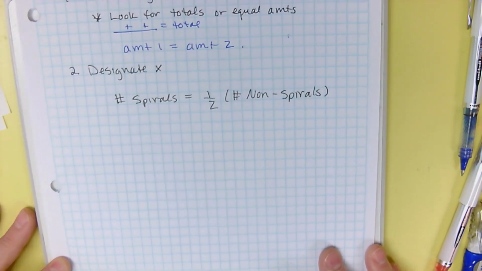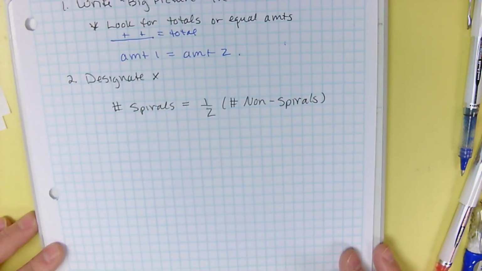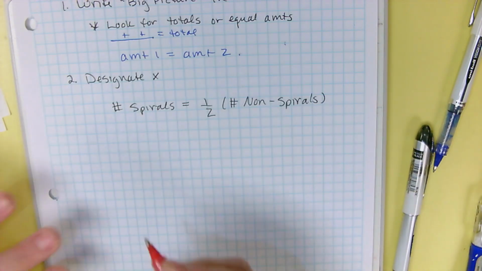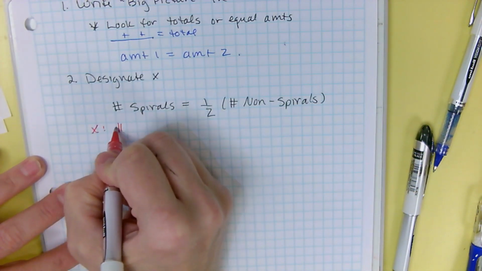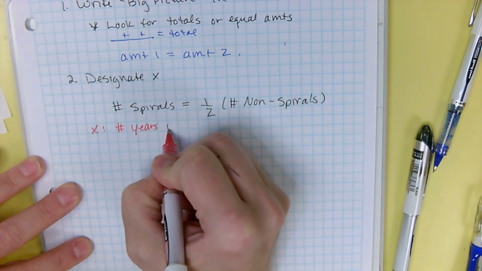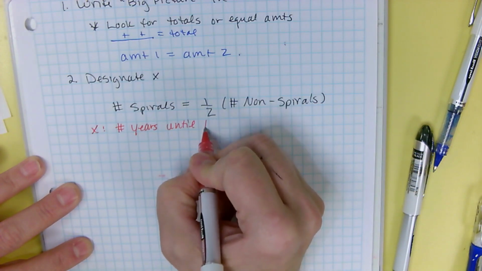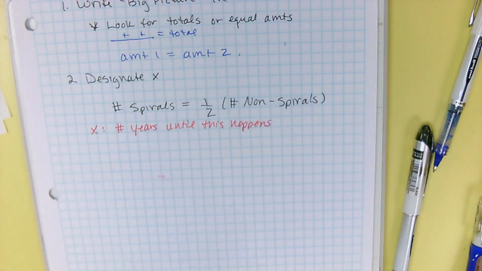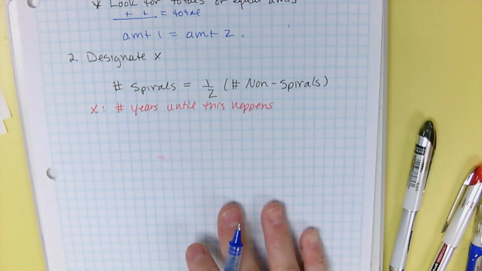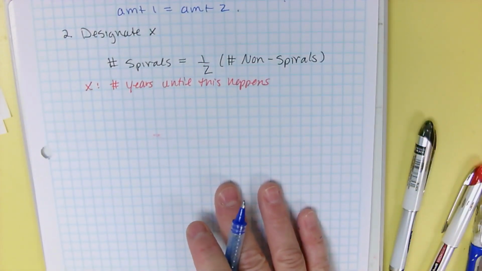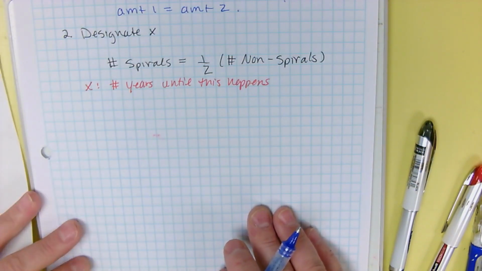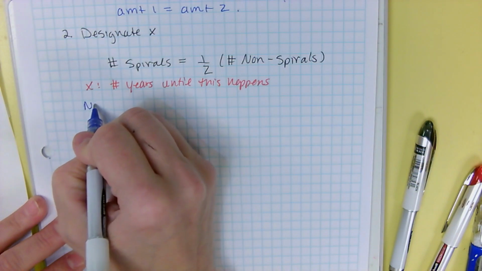We looked for the big picture. We figured out what was going to be equal. All right, what are we trying to do? What are we trying to find? Number of years. When is that going to be equal? So X is the number of years until this happens. All right, so now that we figured out what X is, we're going to start using the calculations. So let's start with the non-spirals.